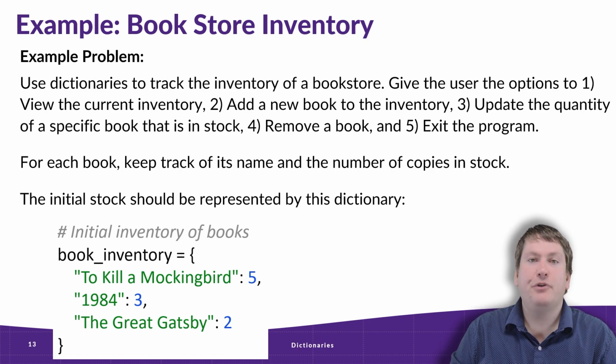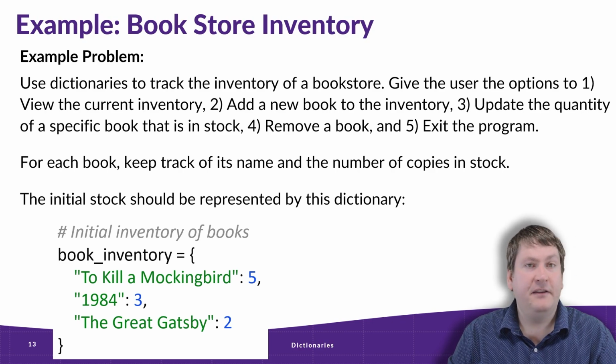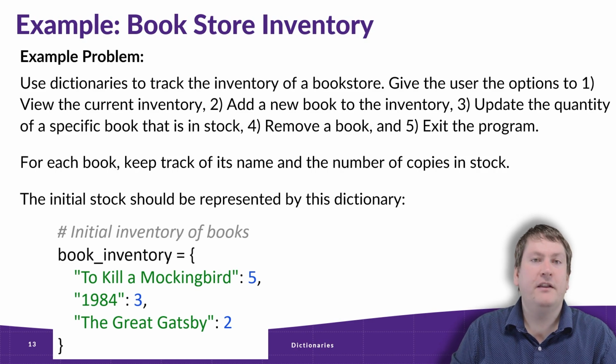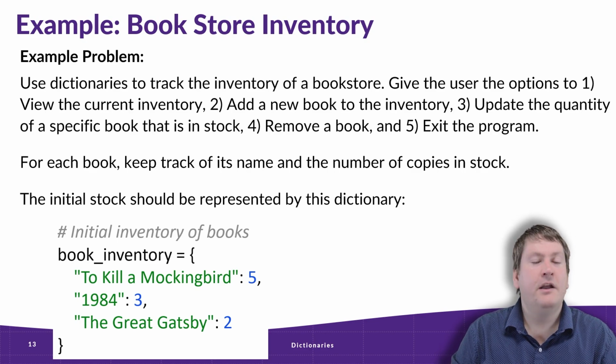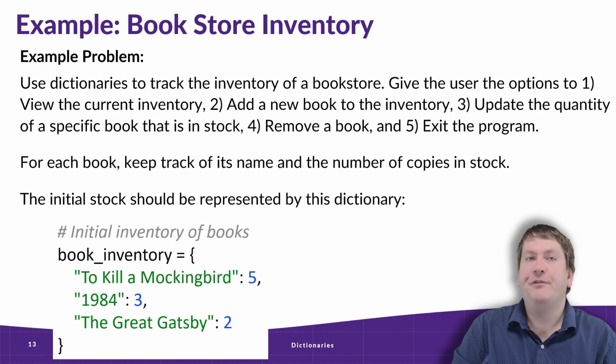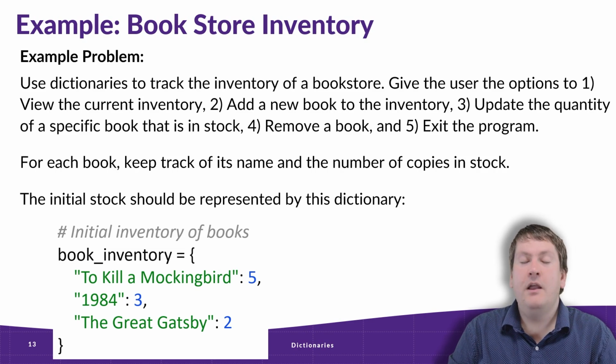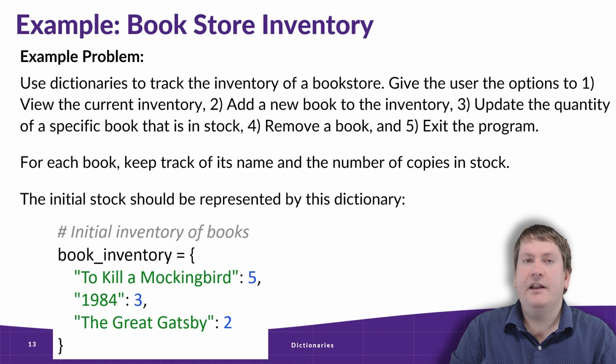For each book, we want to keep track of its name and the number of copies in stock. The initial stock in the bookstore should be represented by this dictionary that we already saw in a previous example that has 3 books: To Kill a Mockingbird, 1984, and The Great Gatsby. If you'd like, you can try coding this yourself. Otherwise, keep watching the video, and we're going to switch over to PyCharm and try coding it ourselves.